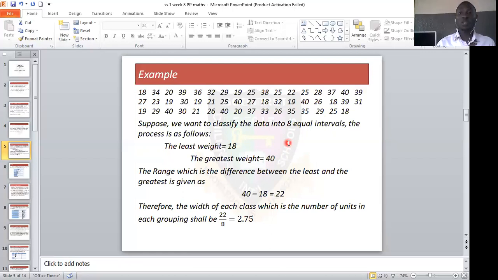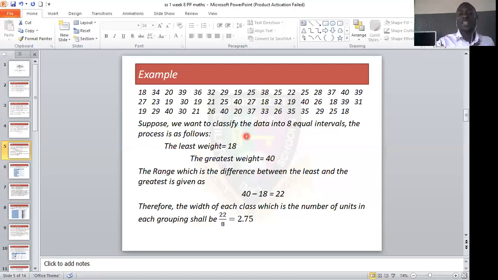So we have 50 students and we are given the frequency. The least number here is 8 and the highest number here is 40. But first, in class interval, this is how you look at the question. I told you class interval is about grouping data into classes. So if you want to classify the data into 8 equal intervals, the process is as follows. This is how you will get your class interval.